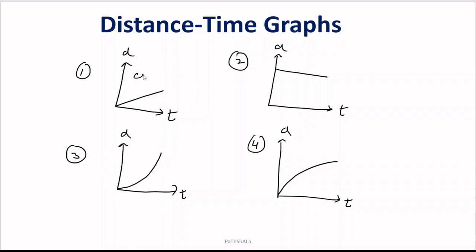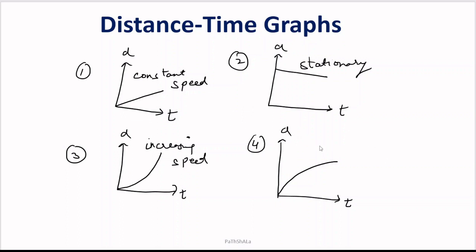So this is constant speed. The object is moving with a constant speed, so we have a straight line. Here the object is stationary, it is not moving at all, so we have a straight line. Here the object is gaining speed, or the speed of the object is increasing, so this is increasing speed. And here the object is losing speed, that means this is decreasing speed.